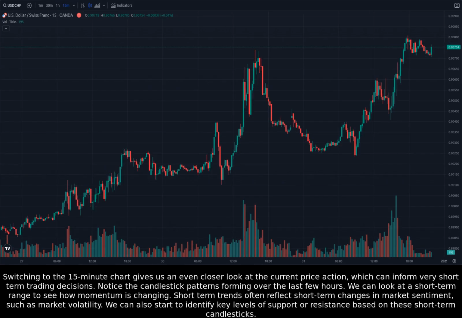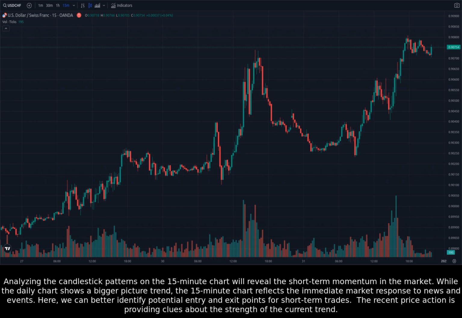Switching to the 15-minute chart gives us an even closer look at the current price action, which can inform very short-term trading decisions. Notice the candlestick patterns forming over the last few hours. We can look at a short-term range to see how momentum is changing. Short-term trends often reflect short-term changes in market sentiment, such as market volatility. We can also start to identify key levels of support or resistance based on these short-term candlesticks. Analyzing the candlestick patterns on the 15-minute chart will reveal the short-term momentum in the market.